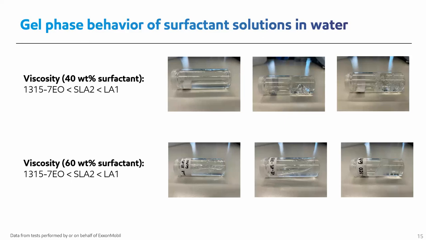The surfactants were diluted in water from 90% concentration to 10%. Gel phases are mainly observed between 70 to 30% concentration. The aspect of the surfactants in water solution at 40 and 60% concentration are depicted in this slide and indicate that the 1315 Le with 7 moles of EO gives the lowest viscosity.